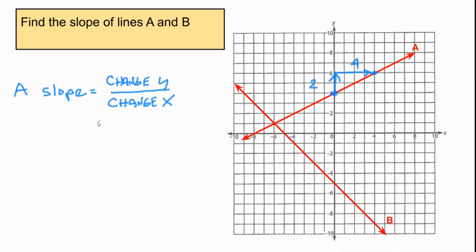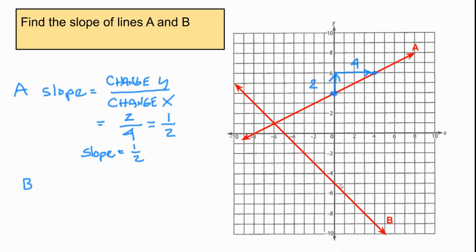Then we transfer it to our equation. The change in y was 2. The change in x was 4. And then we simplify that fraction. 2 over 4 is the same as 1/2. And that is our slope for line A. That's all there is to it. Slope equals 1/2. Let's move on to line B.